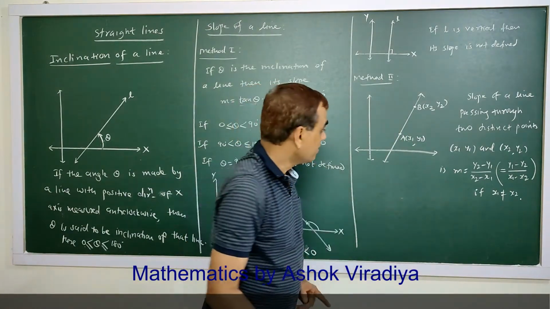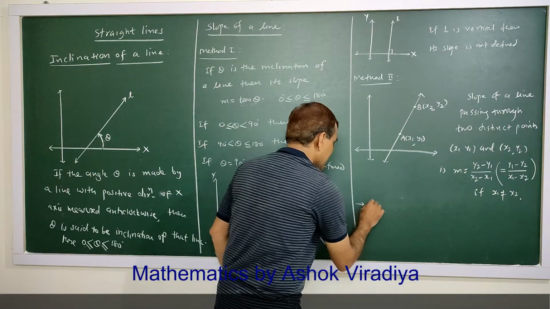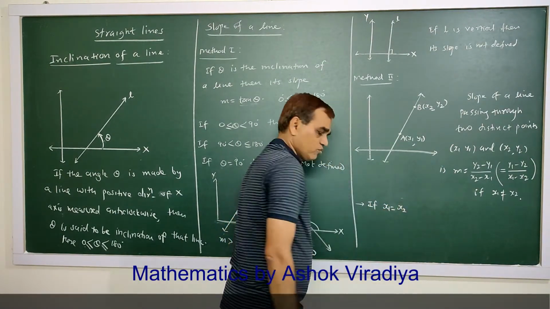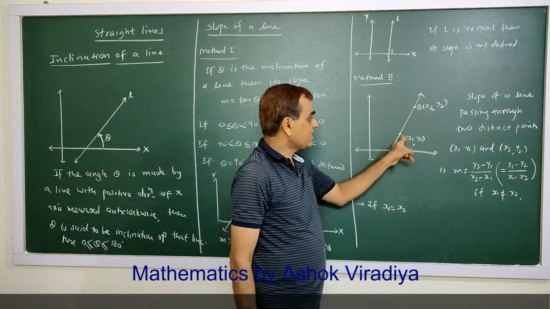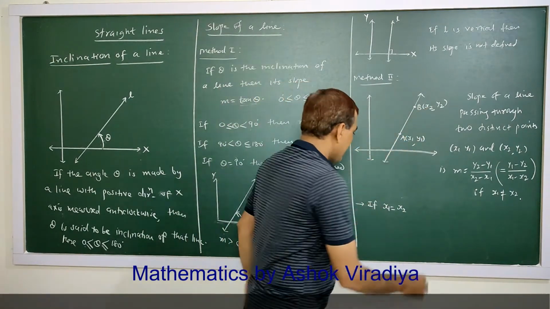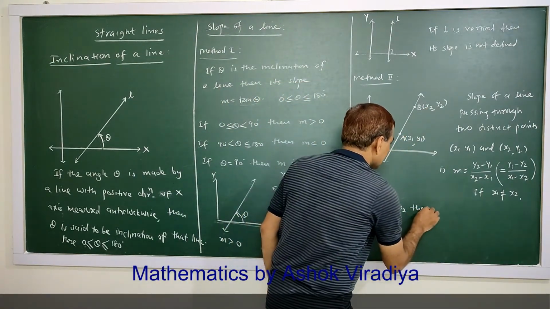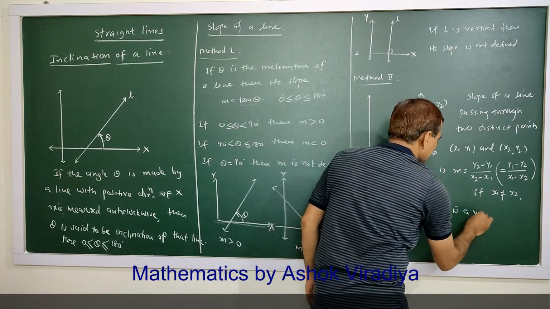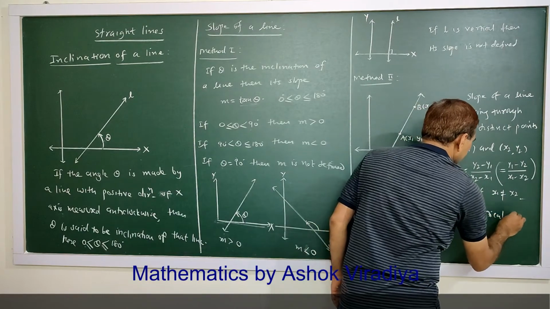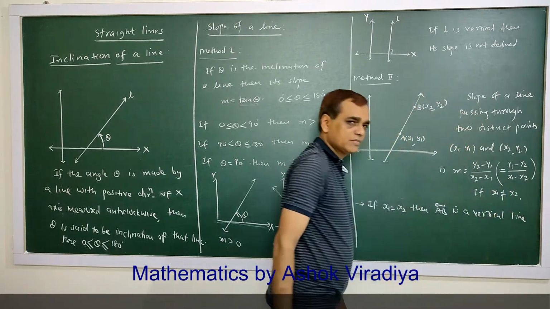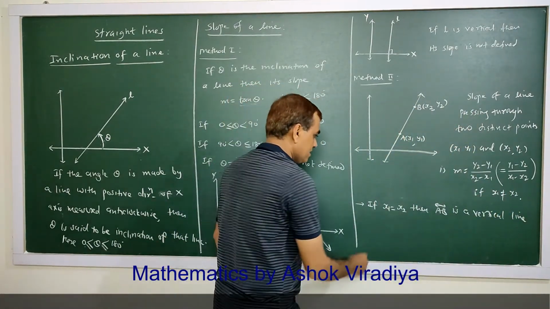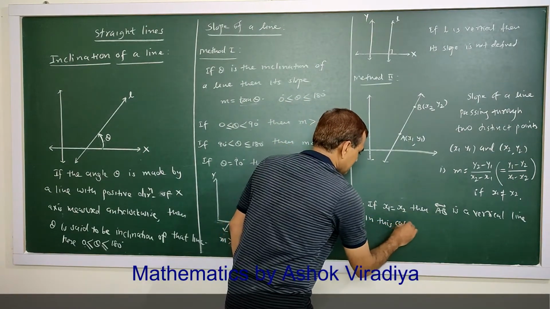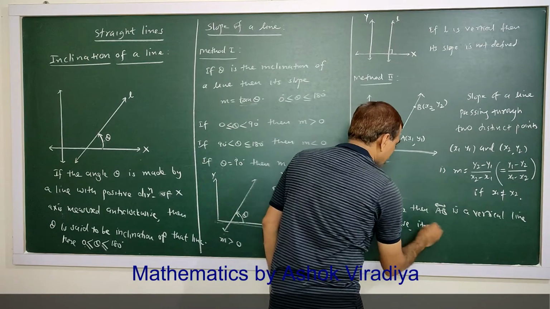So remember, if x1 equals x2, meaning the x coordinates are equal, then AB is a vertical line. In this case, its slope is not defined.